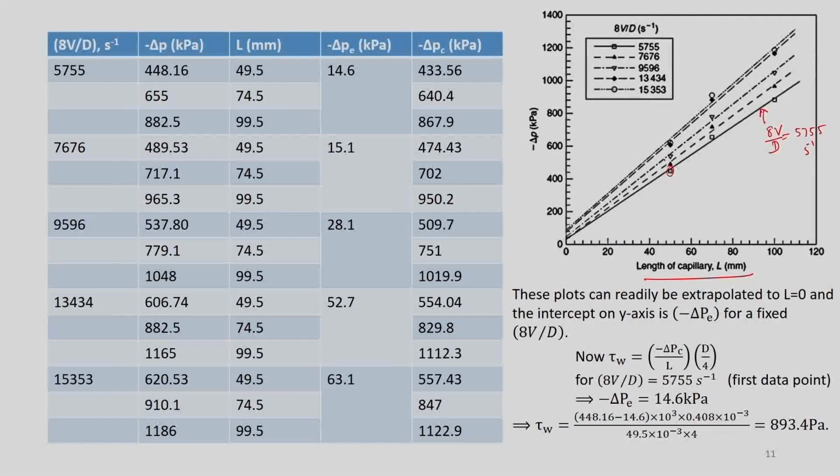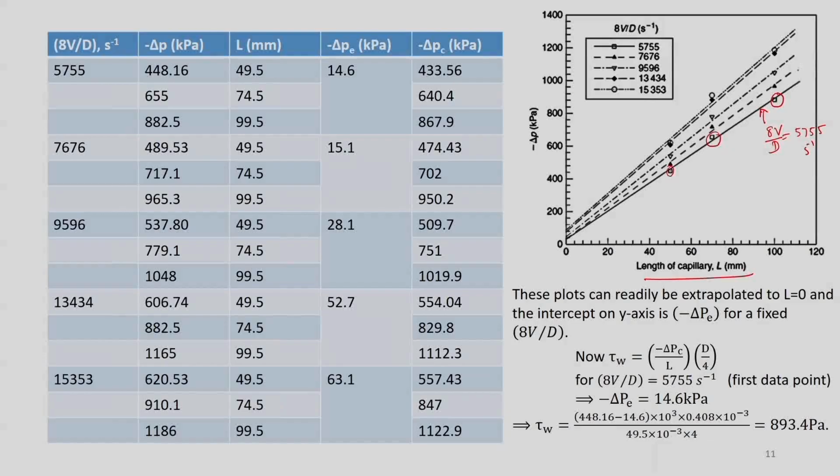Then when 8V/D is equal to 5755 for the second pipe, where the length is 74.5 mm, the corresponding delta P value is this one, 655 kilopascals. Similarly, when 8V/D is 5755 for the third capillary, having a length of 99.5 mm, the corresponding delta P is this one, 882.5.